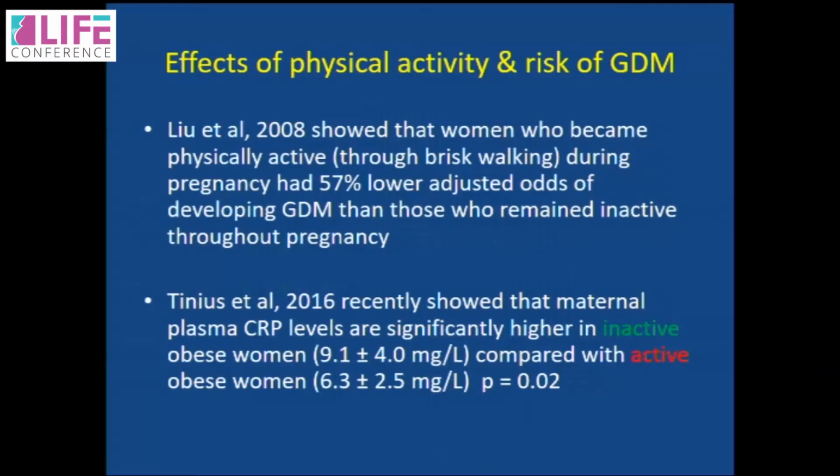What about the effects of physical activity and the risk of GDM? Surprisingly, there's not that much data in this area in the literature, but Liu et al. in 2008 showed that women who became physically active through brisk walking during pregnancy had a significantly lower adjusted odds ratio of developing gestational diabetes compared to those who remained inactive during pregnancy. And there was a paper published early this year which showed that maternal plasma C-reactive protein levels were significantly higher in inactive obese women compared to active obese women. So again, this gave us evidence that physical activity is likely to help.